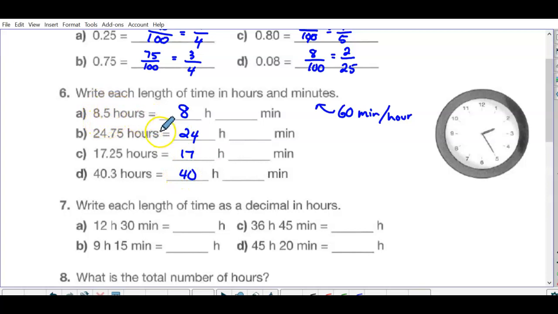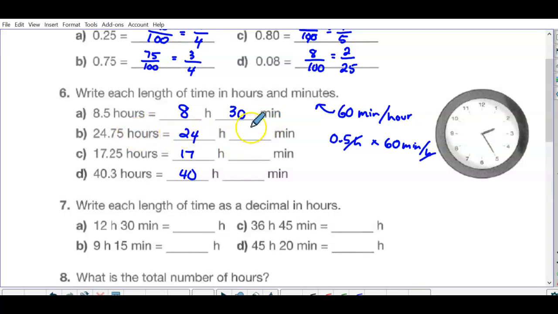but then you take the 0.5 and you multiply that by 60. So 0.5 hours times 60 minutes in an hour, and you can see that the hours divide out. So 0.5 of 60 is 30 minutes, right? 0.5 of an hour is half an hour, which is 30 minutes.